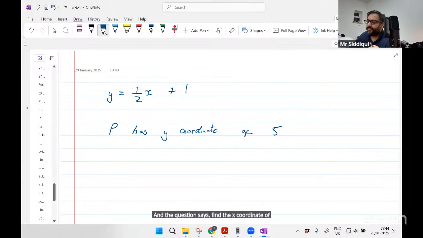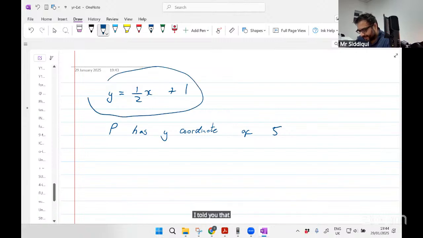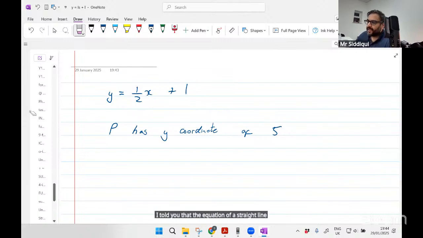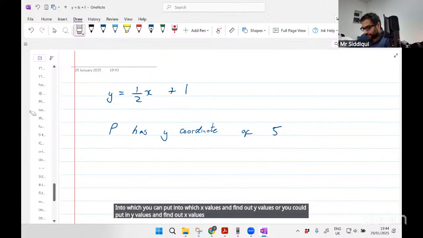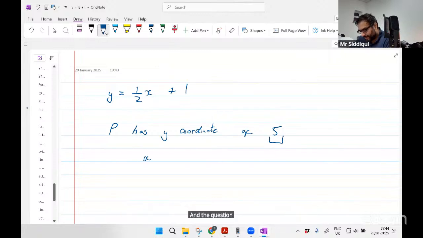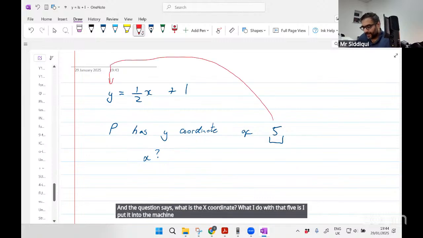Well, again, for those of you who I explained this to at the time, I told you that the equation of a straight line, I think of it as like a machine into which you can put x values and find out y values, or you could put in y values and find out x values. So when this tells you that P has a y coordinate of 5, and the question says, what is the x coordinate? What I do with that 5 is I put it into the machine where the y is and change it to a 5.